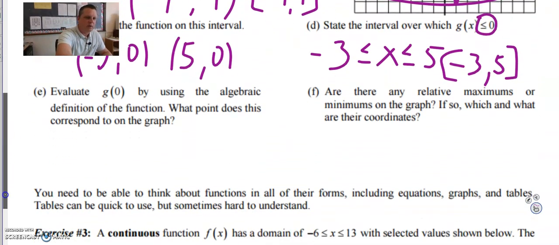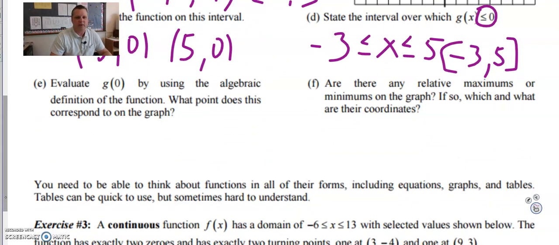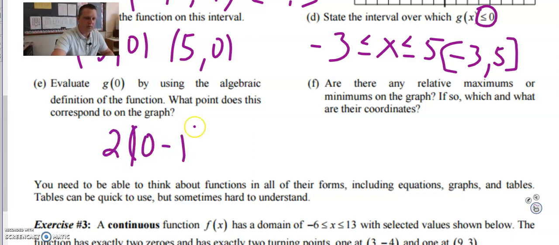Evaluate g of 0 by using the algebraic definition of the function. What point does this correspond to in the graph? So if I'm doing g of 0, I plug in 2, 0, minus 1. Oh, that's supposed to be absolute value. Minus 8. So that's the algebraic definition of the graph.